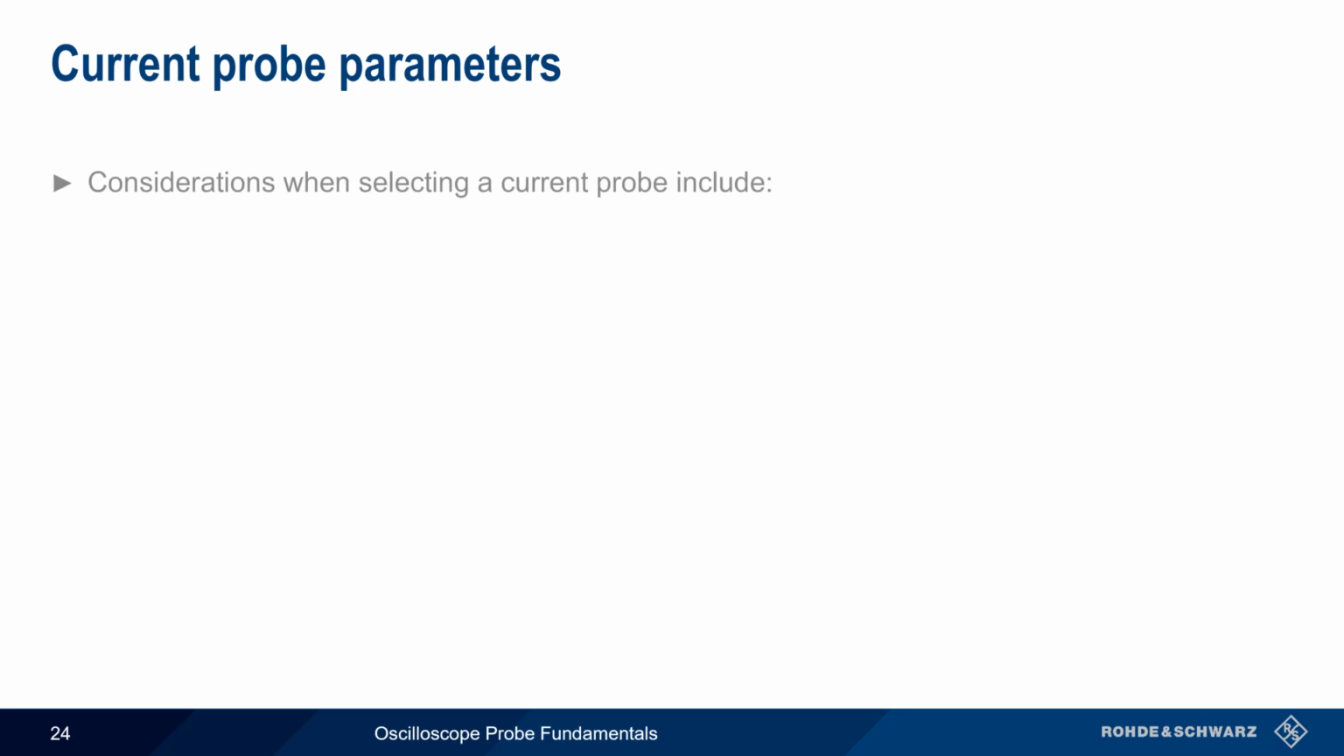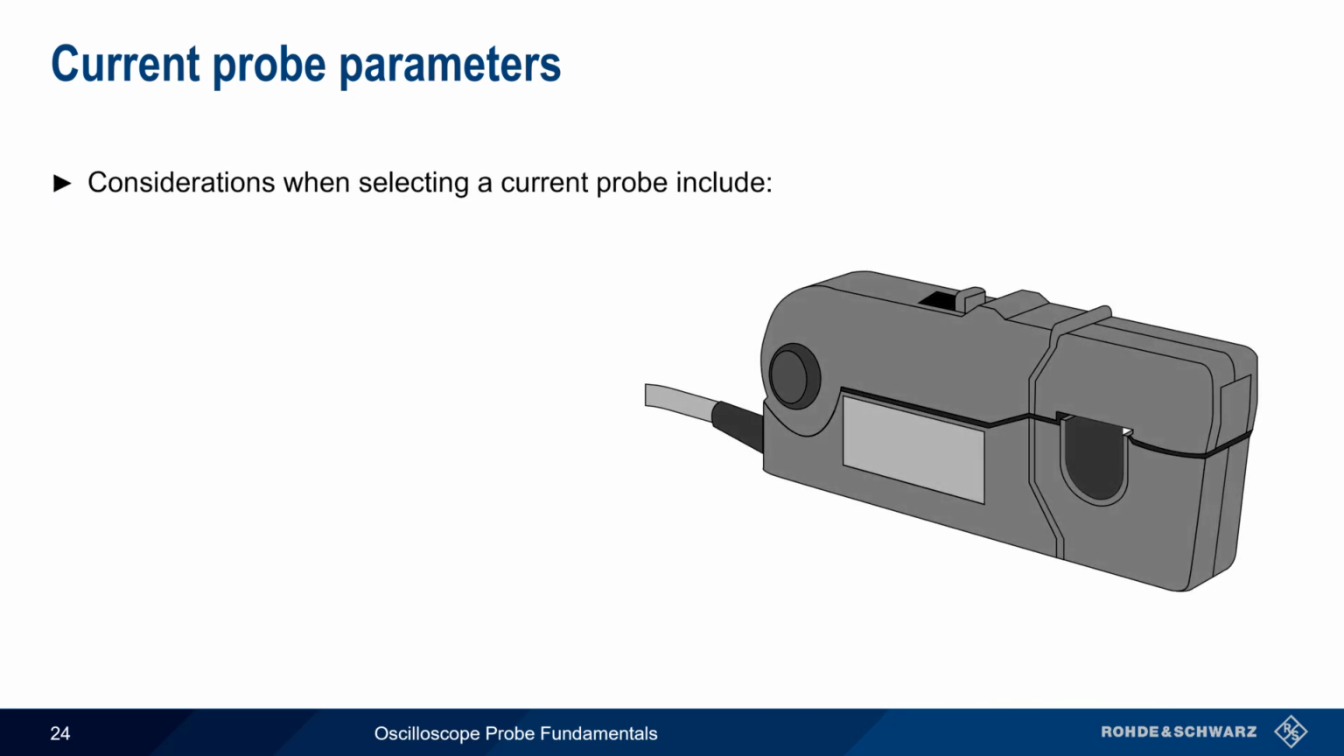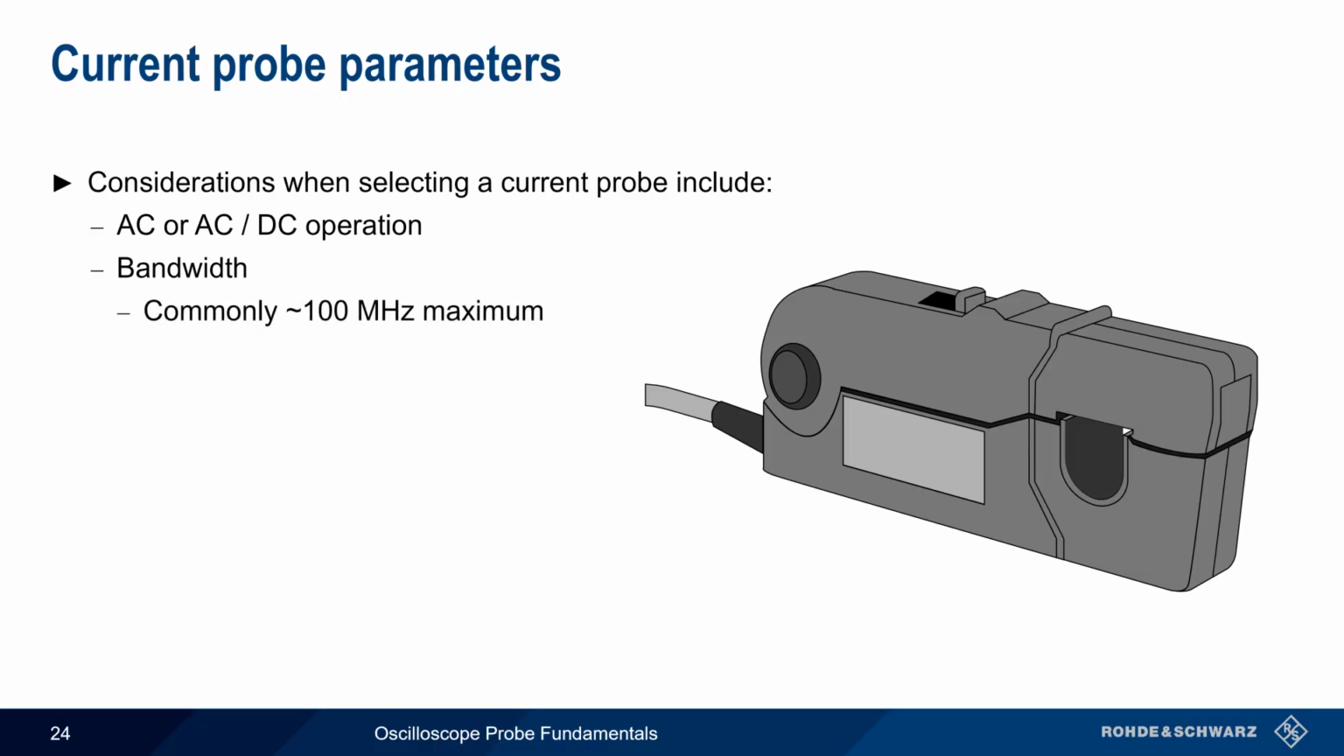There are several considerations when selecting a current probe, the first of which is AC only or AC-DC operation, as just discussed. Another important consideration is bandwidth, or the frequency range over which current can be accurately measured. This is usually about 100 MHz or less. Probes which are AC only will also have a lower bandwidth limit.